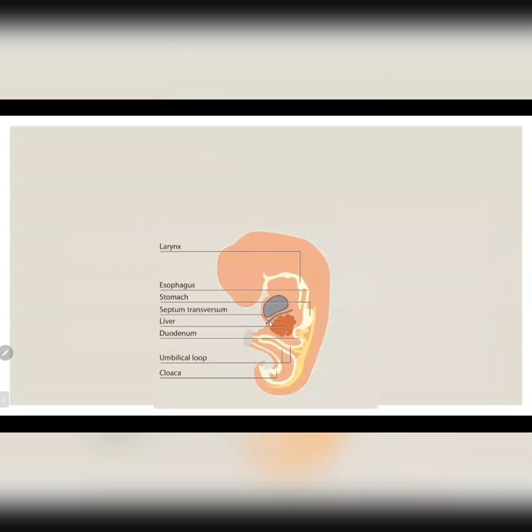Here, this is the section of the embryo. You can see the hepatic bud here arising from the foregut, from the GIT. Now, in the embryo, there is a partition being formed between the thoracic cavity and the abdominal cavity. So this partition in the embryo is called septum transversum. Please remember this word, septum transversum.